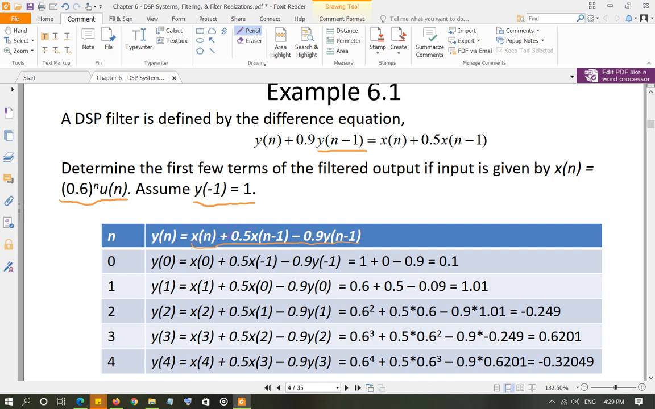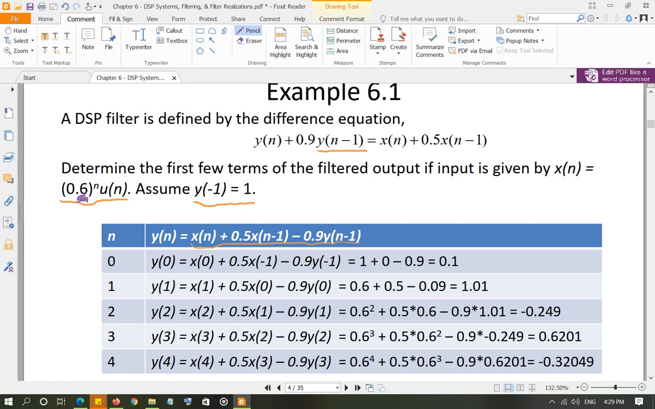And then we go ahead and start plugging in the numbers. So y of 0, when n is equal to 0, is going to be x of 0, plus x of negative 1 times 0.5, minus y of negative 1 times 0.9. So x of 0, of course, since x of n is 0.6 to the power n u of n, x of 0 is going to be 0.6 to the power 0 times u of 0. So u of 0, of course, is a step function. It is going to be activated as soon as n becomes 0, and for all positive values of n, it is going to be 1.